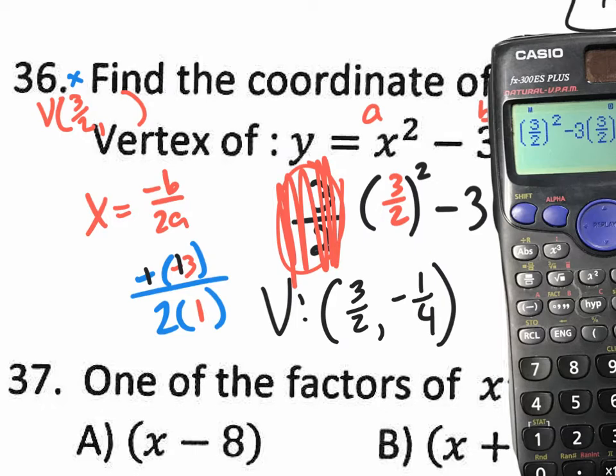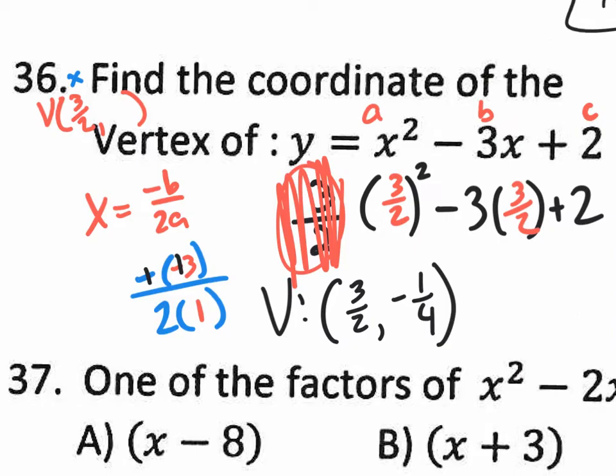Now, keep in mind, they might write this as 1.5 instead of 3/2, because 3 divided by 2 is really 1.5. So you could write it either way, but this is your vertex. Let's move on. Number 37.